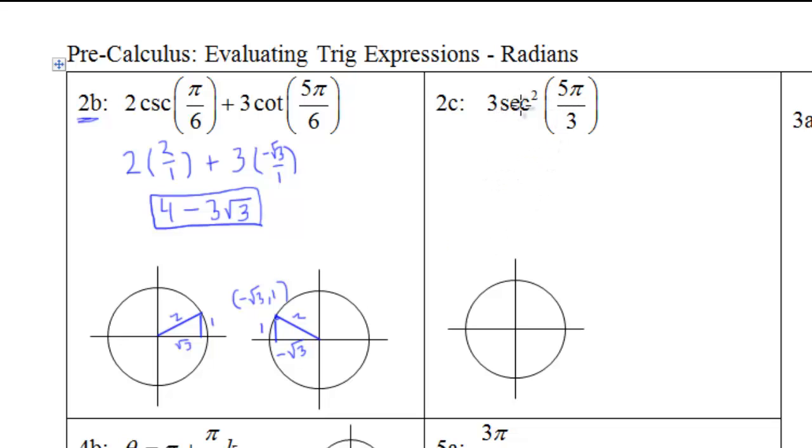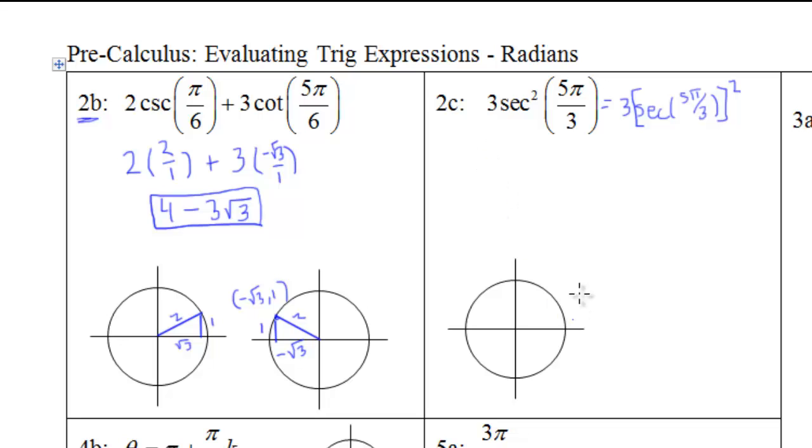Next we have 3 secant squared of 5 pi over 3. Now this squared notation you might not have seen before. It just means the expression is really going to be 3 secant of 5 pi over 3, and then that value is squared.